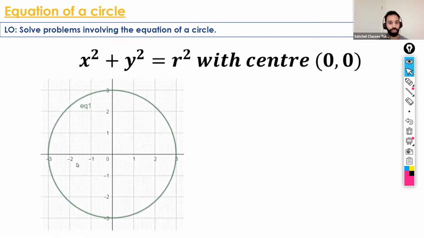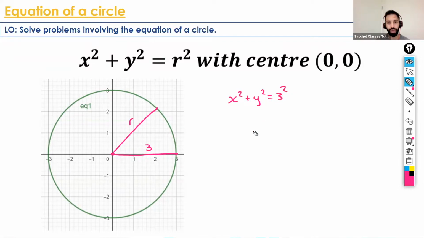So let's think about this circle over here. What would be the equation of this circle? Well, the radius is the distance from the center to the circumference. So that would be the radius. Also, from the center to the circumference, that would also be the radius. So the radius of this circle is going to be 3. Therefore, the equation of this circle is going to be x squared plus y squared is equal to 3 squared.